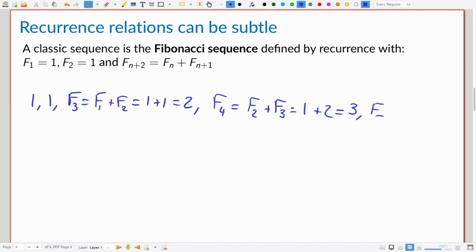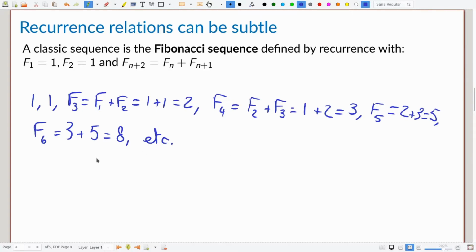And then f5 is going to be the sum of the two predecessors. So that's going to be 2 plus 3 is 5. And then the next term is going to be 3 plus 5, which is going to give me 8. And then we keep going like that. So the next term after that would be 8 plus 5, which gives us 13. And we keep going along this pattern.